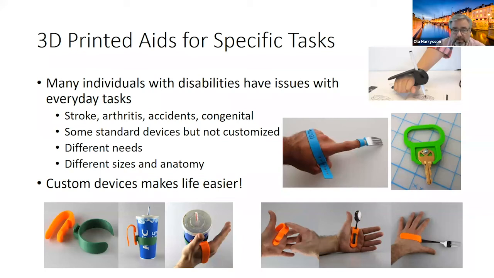And also, the patients themselves have different needs. If you have two stroke patients, what they can and can't do can be very, very different. And also what they need to do can be very, very different. And of course, we're all slightly different when it comes to size and anatomy. And so these have become very popular things to work on.